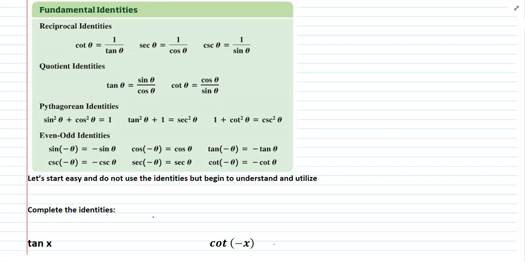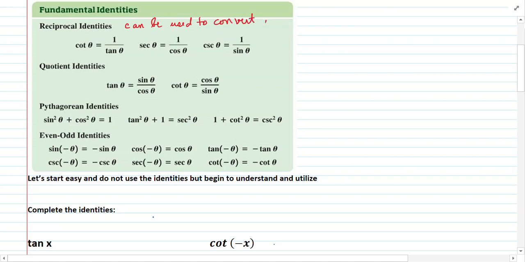So here we start with the reciprocals. The reciprocals can be used to convert to sine, cosine, and tangent rather than consider the reciprocal function.